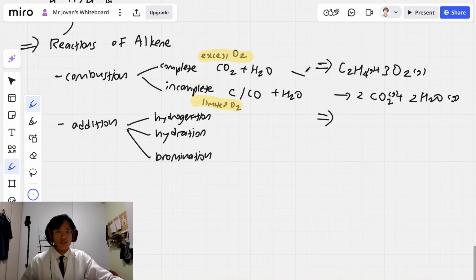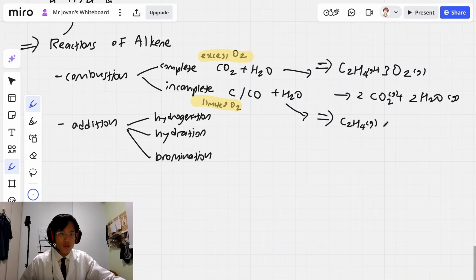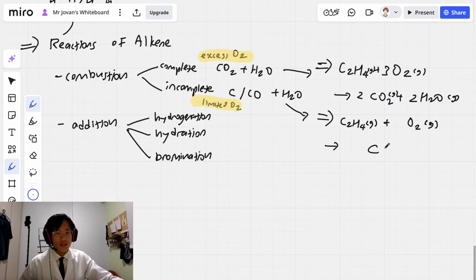Now, what if it's incomplete? Let me write it here. Incomplete combustion is when we get what? Carbon or carbon monoxide, right? We're going to write two equations here. So, the simplest ethene, I'm going to use oxygen again, but this time it's limited. I cannot see that it's limited from the equation, but from the products, I can see that it was limited, that resulted in these products. So I get H2O and carbon. To balance this one, it's actually 2 carbon, 2 water.